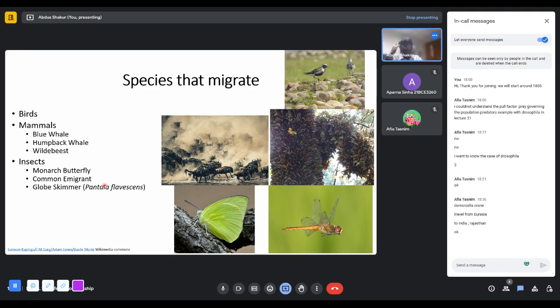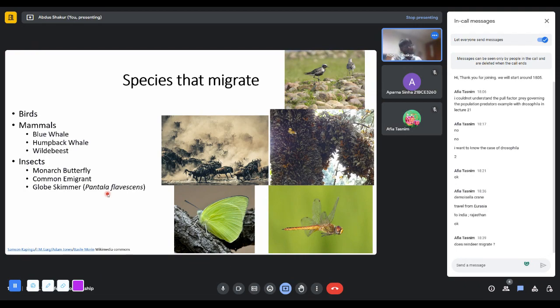And this other insect, the globe skimmer, which is a dragonfly, is such an amazing insect that it migrates all the way from Africa to India. It takes help of favorable winds. Does reindeer migrate? I think they migrate locally, might not migrate large scale distances.